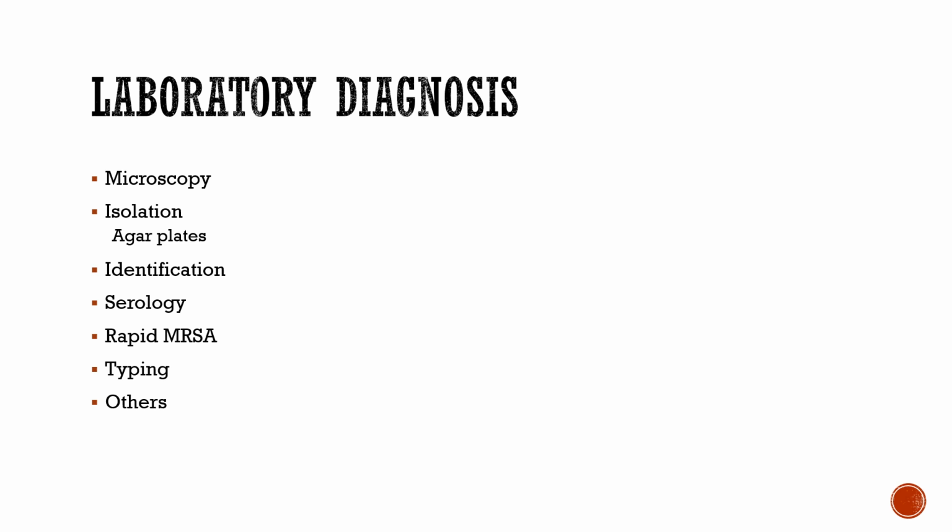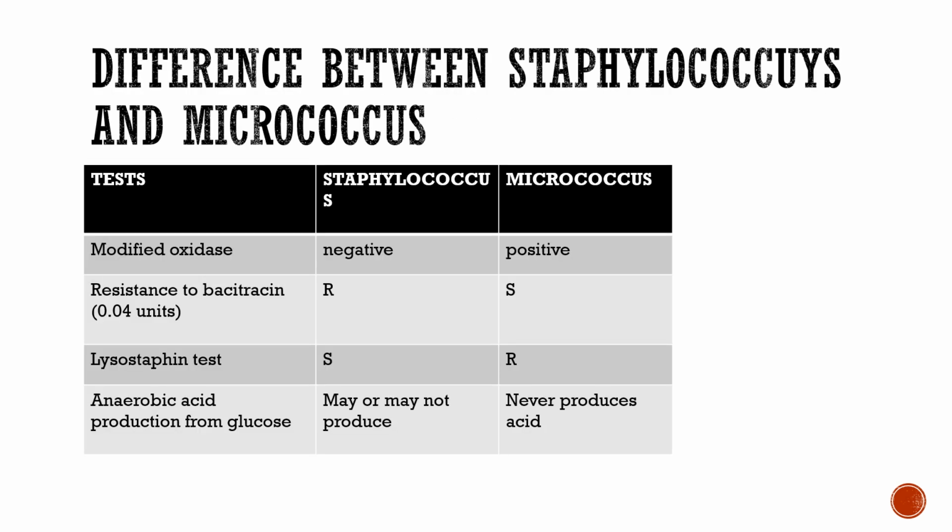We have FISH techniques, and then there is electrospray ionization mass spectrometry, and MALDI-MS that I told you before for the detection of Staphylococcus aureus. Then there is a question that is repeated every time with that: what is the difference between Staphylococcus and Micrococcus? There are certain differences that are shown on the slide.